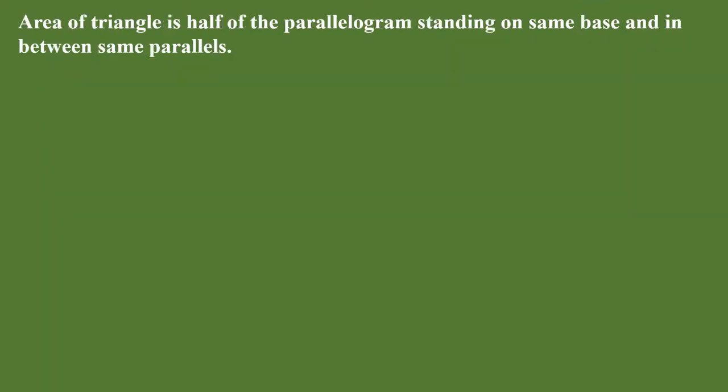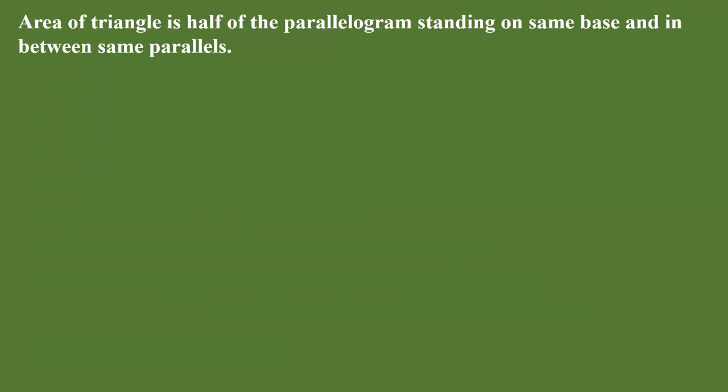Okay, let's look at the next theorem. The next theorem is something like this. Look at here. The area of a triangle is half of the parallelogram standing on the same base and in between the same parallels. So let's consider this is theorem number 2, right? In order to prove this theorem, we have to take the help from the first theorem. Just consider what we proved in the first theorem. In the first theorem, we proved that parallelograms standing on the same base and in between the same parallels are equal in area.